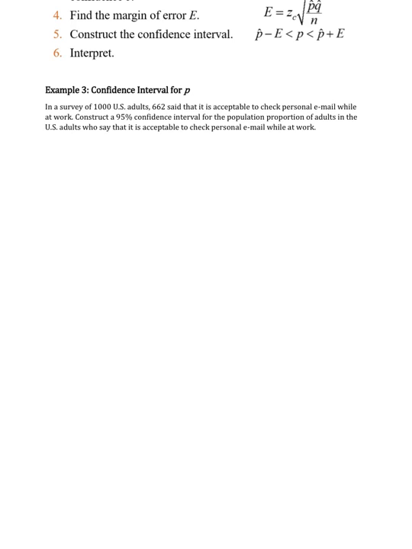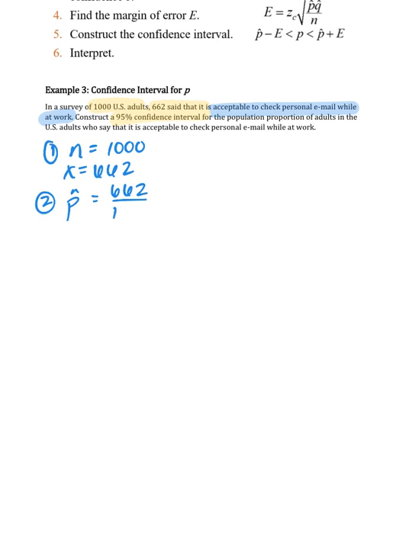Okay, so first let's highlight our pertinent information. So in a survey of 1,000 U.S. adults, 662 said that it is acceptable to check personal email while at work. Okay, and then we need to do a 95% confidence interval. So let's go step by step here. So step 1 was to identify your sample statistics N and X. So N would be 1,000 and X is 662. Step 2 is to calculate p hat and q hat. P hat is 662 over 1,000.